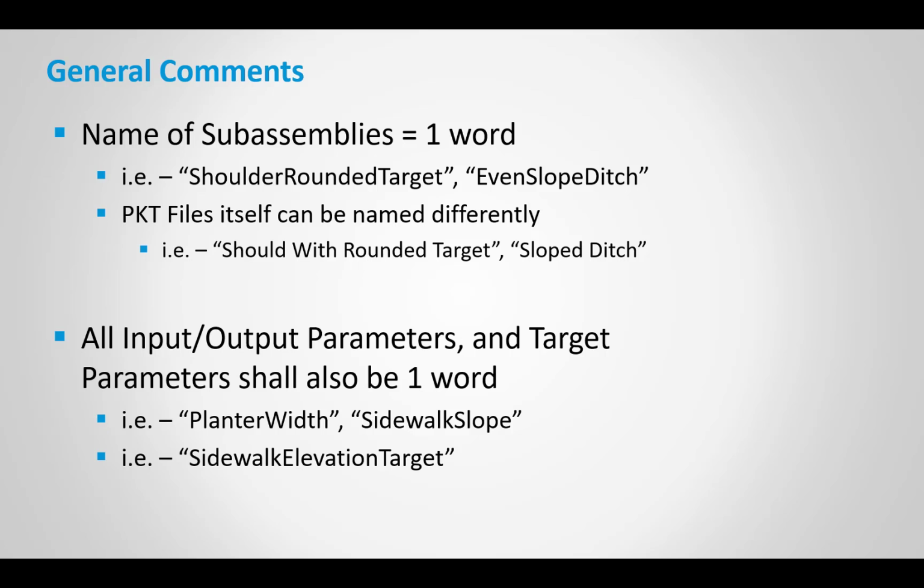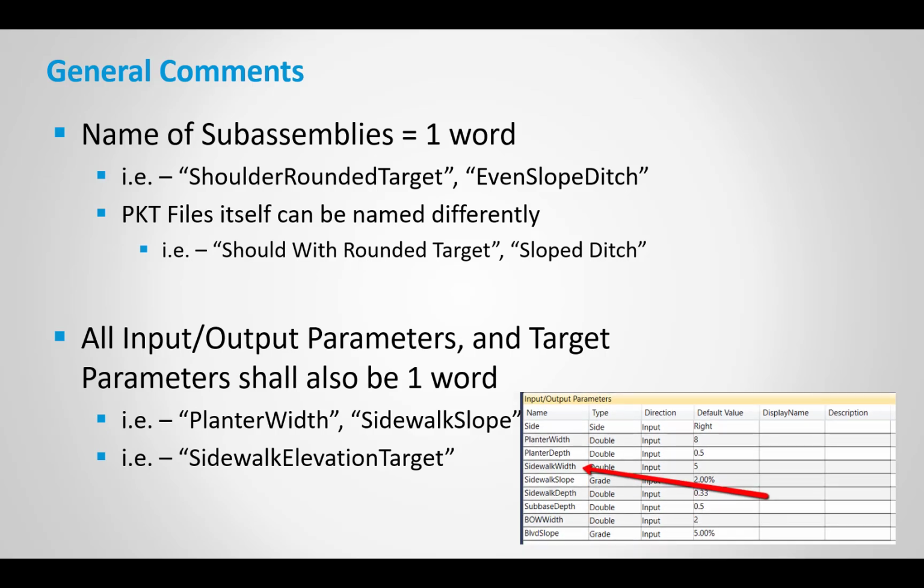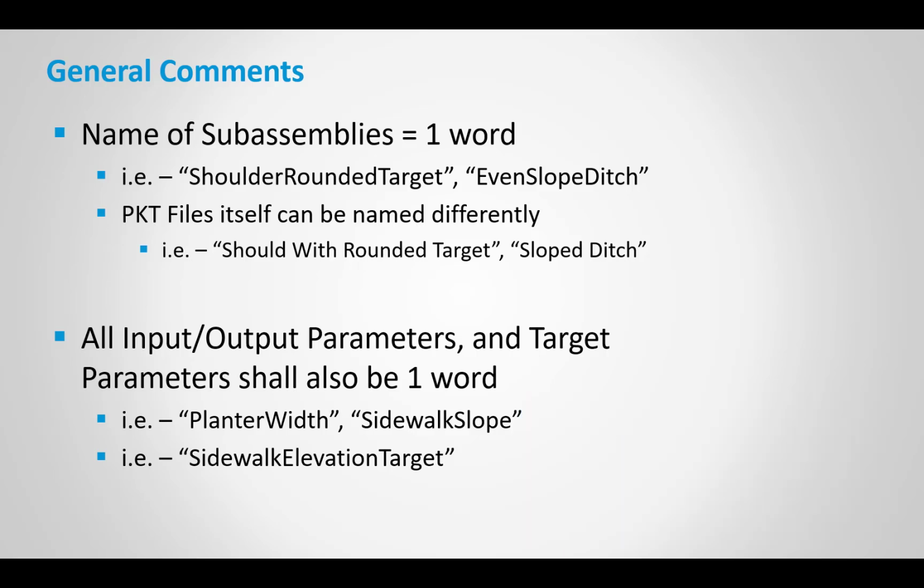All the input and output parameters, as well as the target parameters, should also be one word. So PlanterWidth, no space between it. SidewalkSlope, no space between it. Good examples of using one word throughout those parameters. Okay, so just something to keep in mind. No spaces, any of that stuff throughout your parameters.